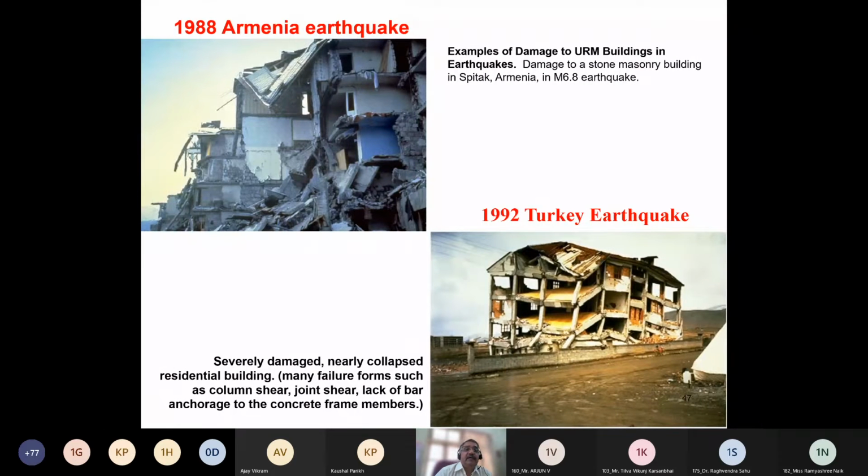Some photographs here, 1988 Armenia earthquake. This is unreinforced masonry building. Large scale damage has occurred. This is 1992 Turkey earthquake. This is reinforced concrete building. Severely damaged, nearly collapsed residential building complex. Many failure forms, such as column shear, joint shear, lack of bar anchoring to the concrete frame members. You can see in this example.